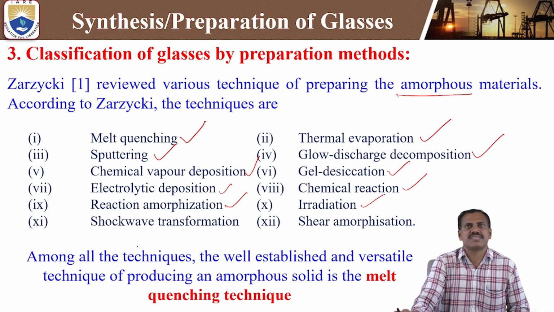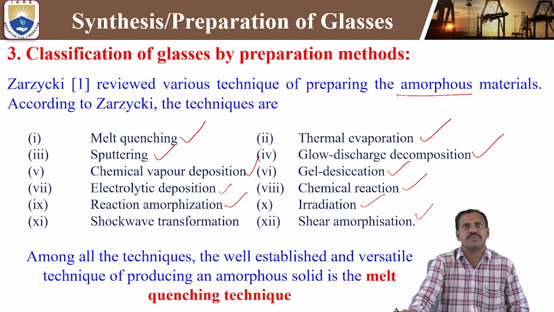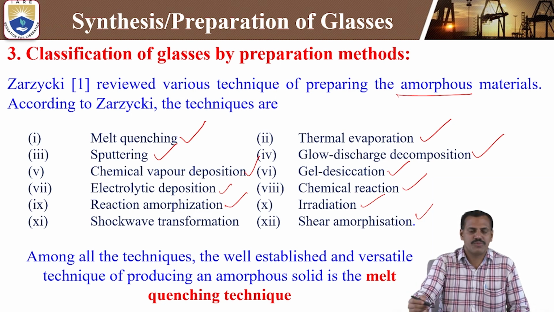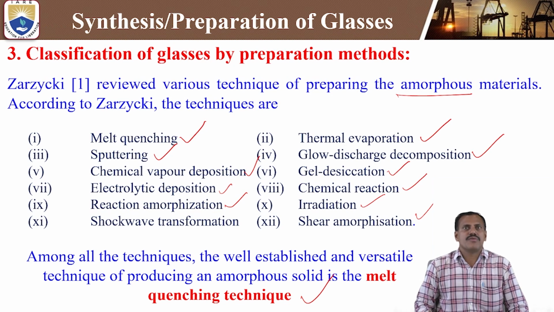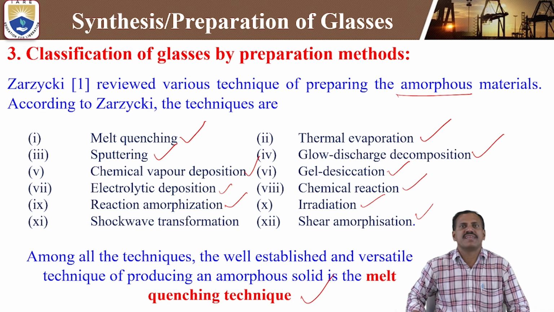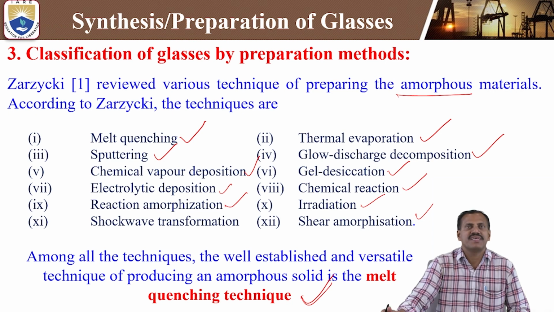And next, shock wave transformation, in which we can also prepare glass materials. The last one is the shear amorphization method, which can also be used to prepare glass materials. These are the important techniques to prepare or synthesize different kinds of rare earth doped glass materials. Among all the techniques, the well-established and versatile technique of producing an amorphous solid is the melt quenching technique. This is the standard technique. So overall, among the 12 techniques, the main and prominent technique to prepare glass material is melt quenching.